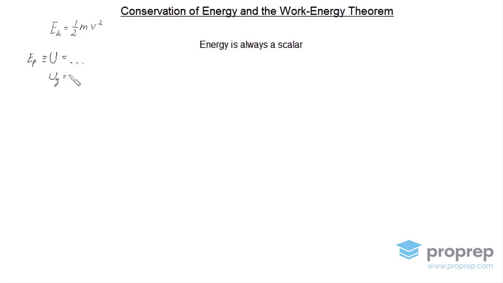Two of the most common examples are the gravitational potential energy, which is mgh, and the elastic potential energy, which equals 1/2 of k delta x squared. In Physics 1, we'll almost exclusively use the potential energy of gravity and the potential elastic energy in our problems, but there exist many other types of potential energy as well.